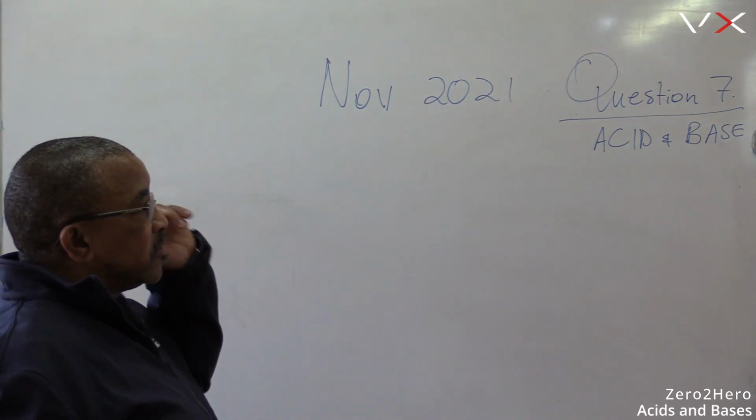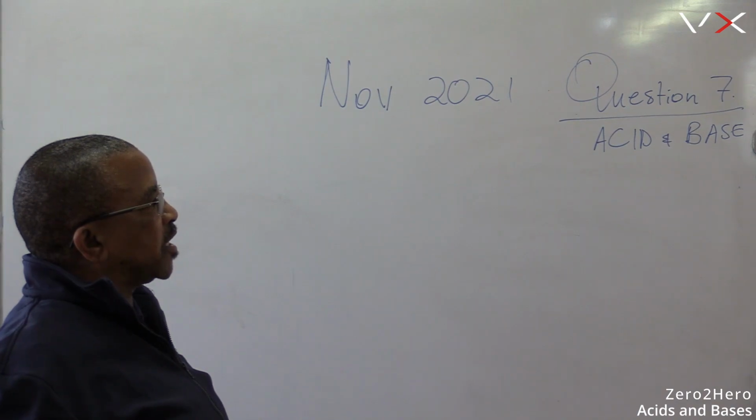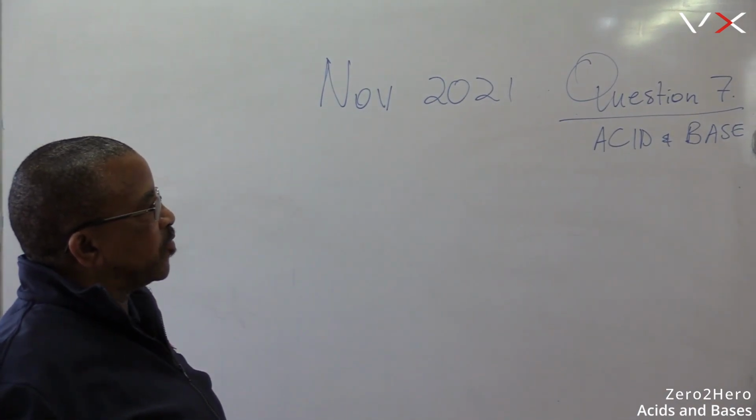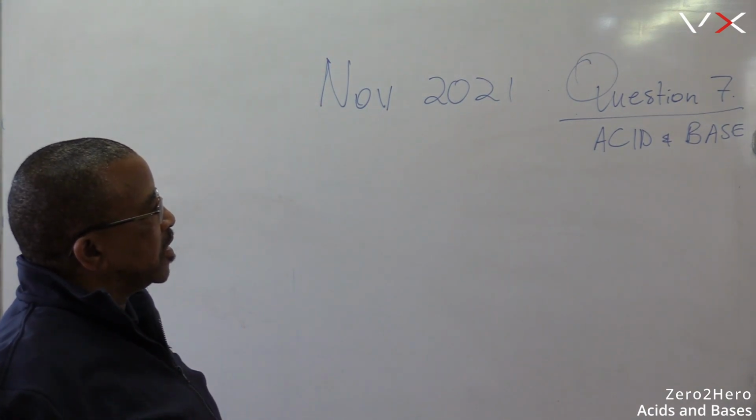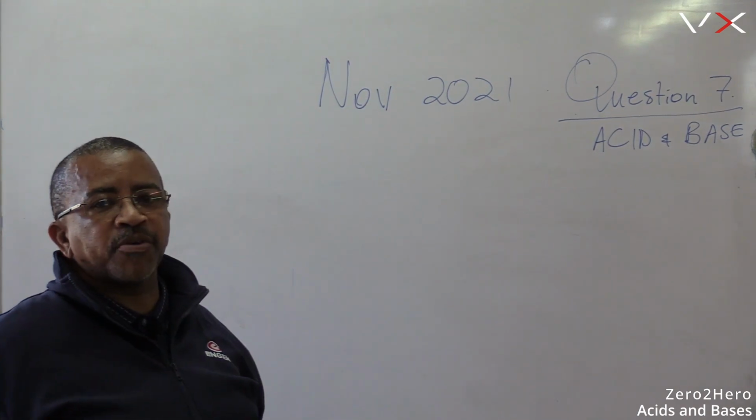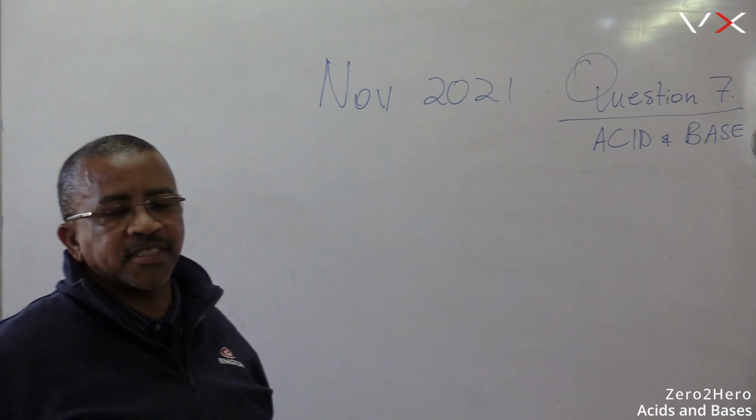Question number 7. Sulfuric acid ionizes in two steps as follows. The first step, it ionizes and forms that. And then the second step, it ionizes to form this. Now they say 7.1.1, define an acid in terms of Lowry-Bronsted.